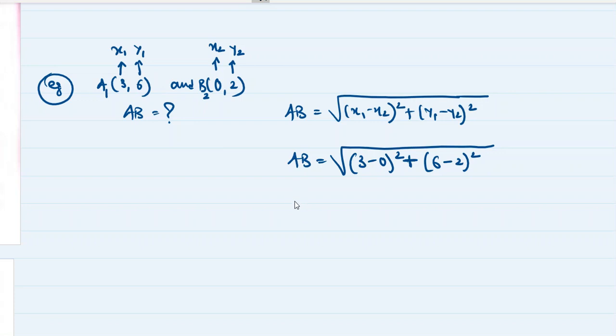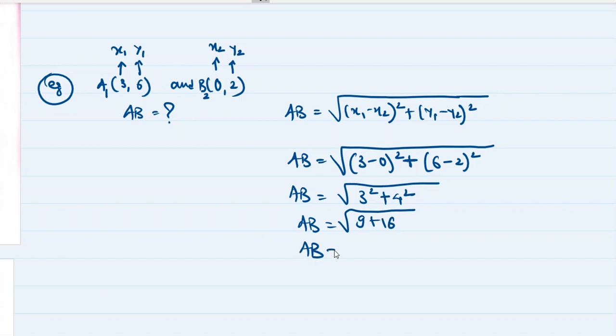So AB is equal to under root of (3 minus 0) whole square, 3 square, plus (6 minus 2) whole square, 4 square. So AB is equal to 3 square is 9 and 4 square is 16. So AB is equal to root 25, which is 5 units. Since distance is measured in centimeters or meters and here no units are given to us, you can write 5 units. So this is how you use the distance formula. Very easy, right?